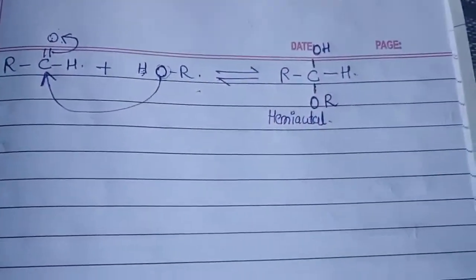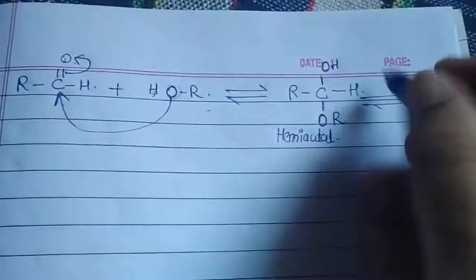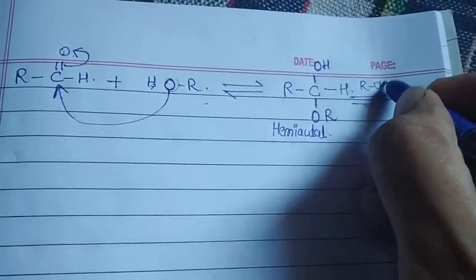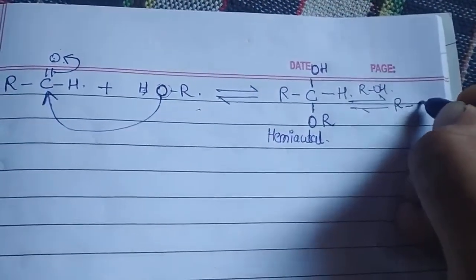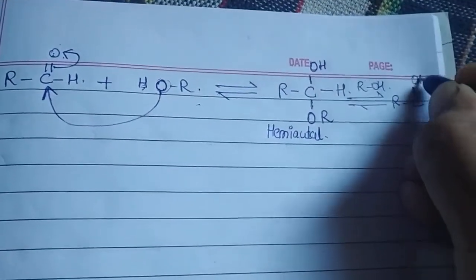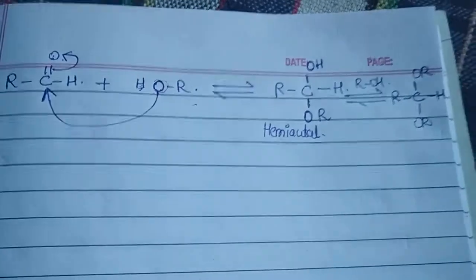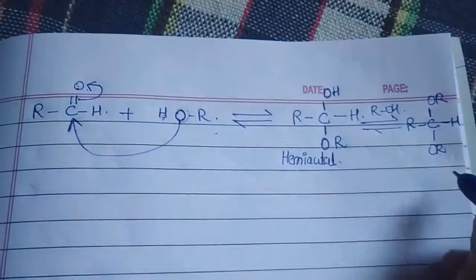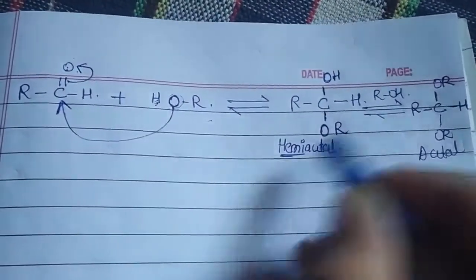Now you have to pay attention when I am writing for acetal. Once again I would be taking now 1 more mole of the same alcohol, so ROH. Now you just see what happens. You'll be getting RC, here also OR, here also OR, and here you will be having a H. So this is called as what? Acetal. Getting my point? Hemi means half.